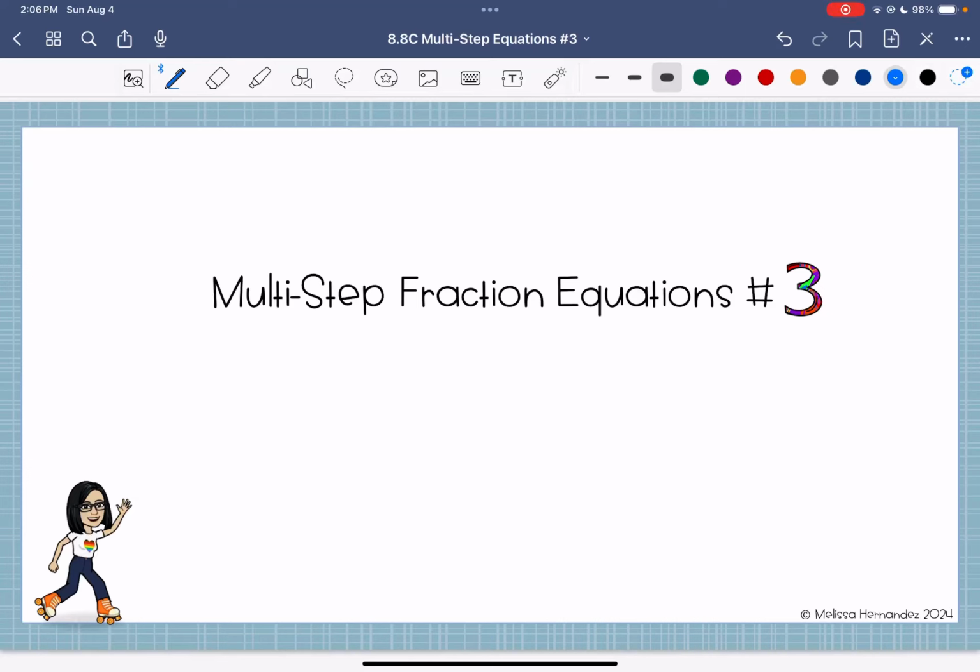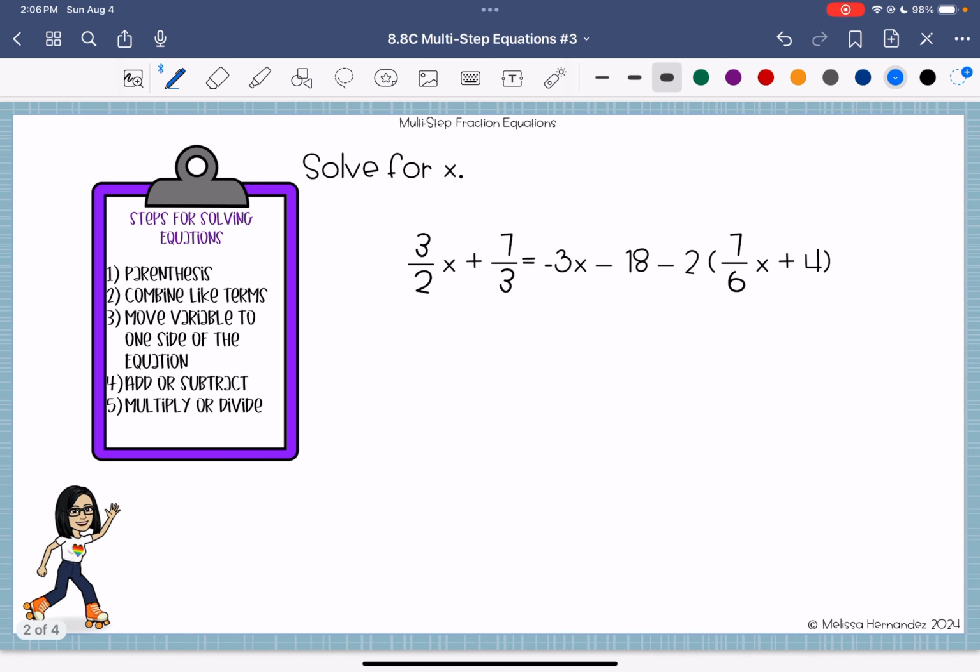Today's video will practice multi-step fraction equations. Okay, so the first example says solve for x. X is an unknown. It does represent a value. We just don't know what it is. We got some steps that I created on the side. You can follow along. I will explain what each of them means as I go.